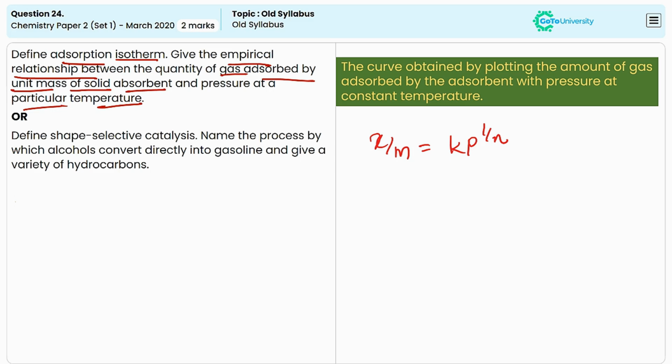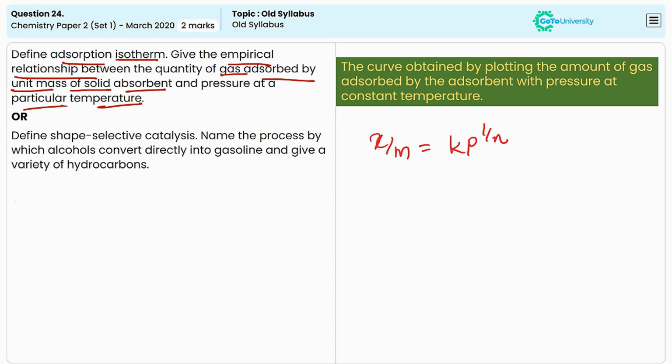Here x/m is the amount of adsorbate per unit mass of the adsorbent. K is an empirical constant indicating the adsorption capacity. P is the pressure of the adsorbate, and n is an empirical constant related to the adsorption intensity.